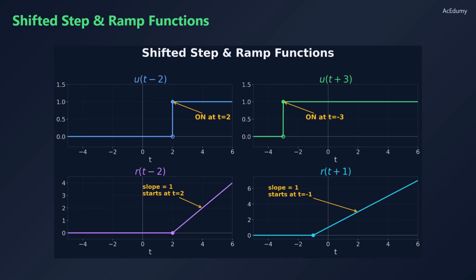We can shift both step and ramp functions in time. A delayed unit step, u of t minus t0, switches on at t equals t0 instead of at the origin. For example, u of t minus 2 turns on at t equals 2. An advanced step, u of t plus 3, turns on at t equals negative 3. The same logic applies to ramps. R of t minus t0 starts ramping at t equals t0 with slope 1. These shifted elementary signals are building blocks for constructing more complex signals.